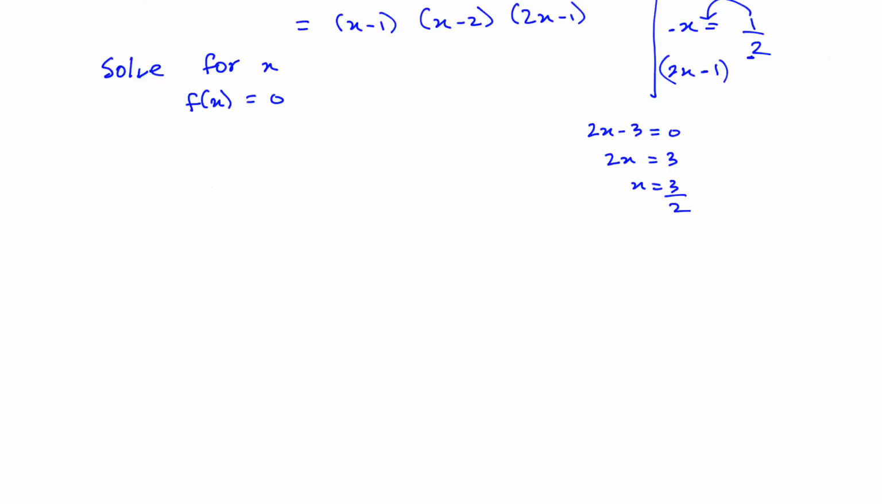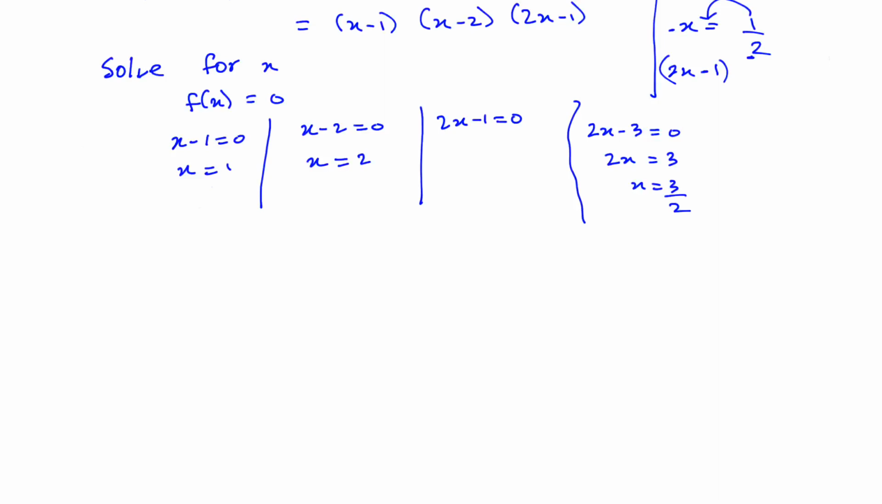If in the question we have been asked to solve for x, or if f of x is equal to 0, we need to do one more step. We are going to write the factors that we got. X minus 1, make it equal to 0. X minus 2, make it equal to 0. And 2x minus 1, make it equal to 0. So you will get x is equal to 1, x is equal to 2, and x is equal to half. So you do this step only if they say solve for x or if f of x is equal to 0.